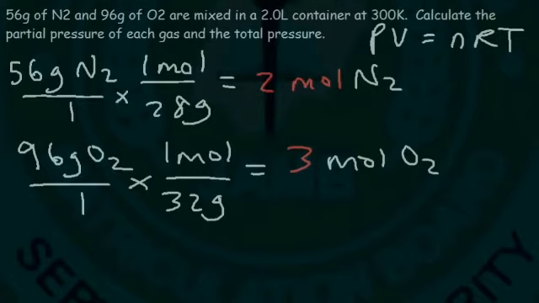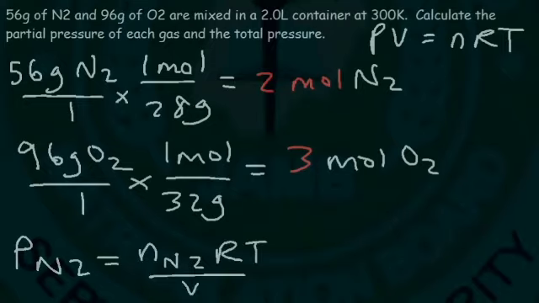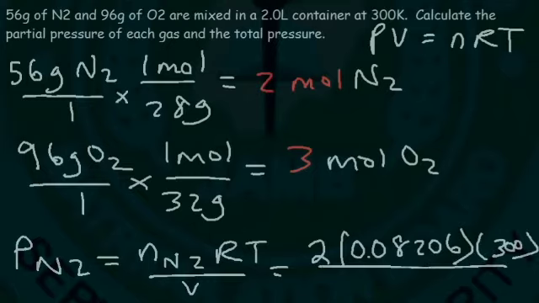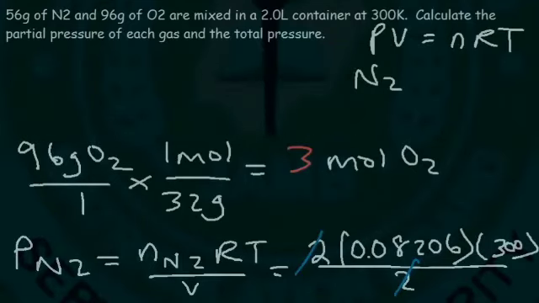So now we can find the partial pressure of each gas. So if PV equals nRT, P is nRT over V. So the partial pressure of N2 is going to be the moles of N2 times RT divided by V. So that's going to be 2 moles of N2 times the gas constant R, which is 0.08206, times the Kelvin temperature of 300, divided by a volume of 2 liters. So these two cancel, and it's just going to be 0.08206 times 300, which is 24.6 ATM. So that's the partial pressure of nitrogen gas.